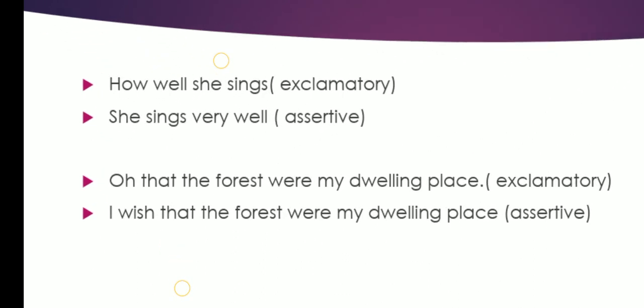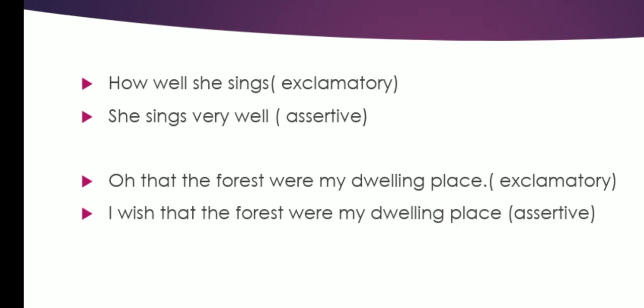Second example: Oh, that the forest were my dwelling place! See children, I forgot to put the exclamation mark. When you write in your copy, put that. Oh, that the forest were my dwelling place! This is an exclamatory sentence. Assertive: I wish that the forest were my dwelling place. You are changing from exclamatory to assertive. So this is also known as transformation. You are transforming from one set of sentences to another. Okay, that is changing the sentences, but see children, you are not changing the meaning of the sentences.